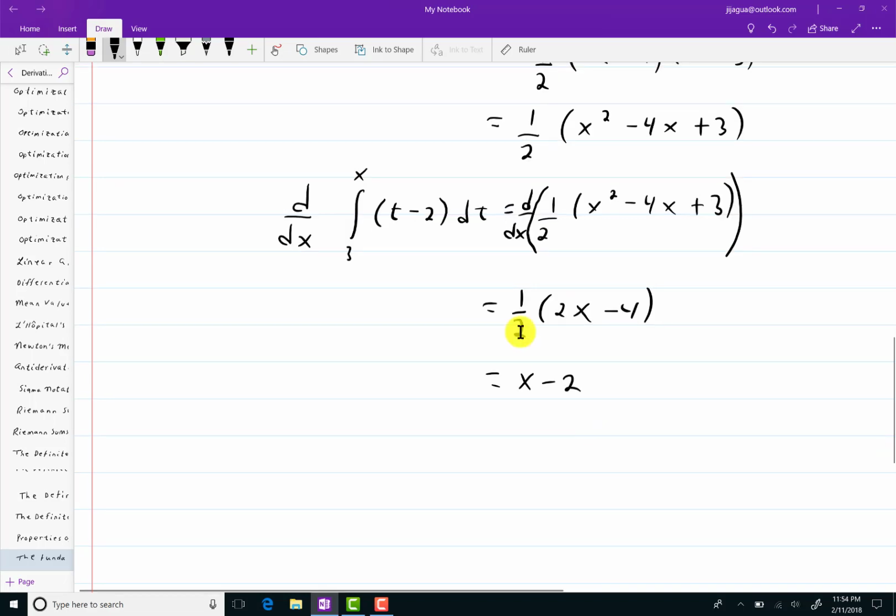Notice that had this been an x, we're using a t so that it doesn't confuse with the variable x of the upper limit. So you can see when x is t, t minus 2 matches the derivative.